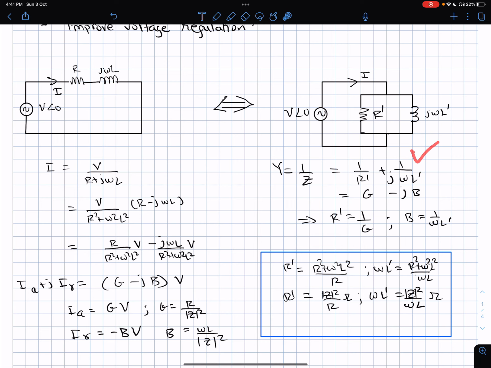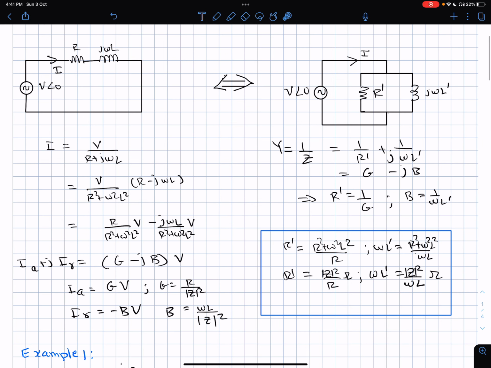dash plus 1 by j omega L dash, and 1 by j is minus j. So 1 by R dash should be equal to this G, and this should be equal to the B. So what we come to the conclusion is that 1 by R dash is G, which means that R dash is 1 by G, and similarly B is 1 by omega L dash.